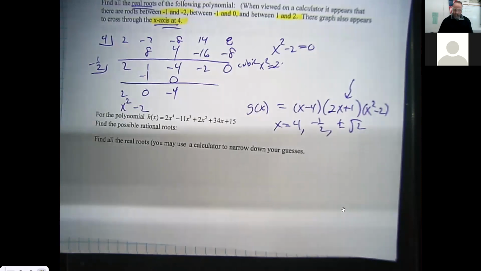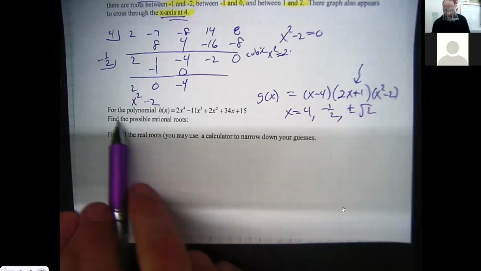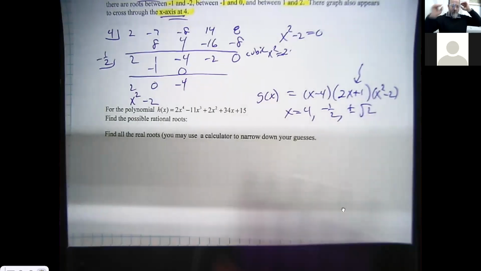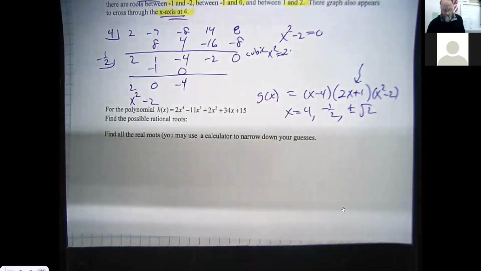So here's what I want you to do. Can you guys take out a calculator? Go grab one. Let's see if we can figure out a little bit about where this works. We're going to find all of those roots, and we're going to develop some ideas here.